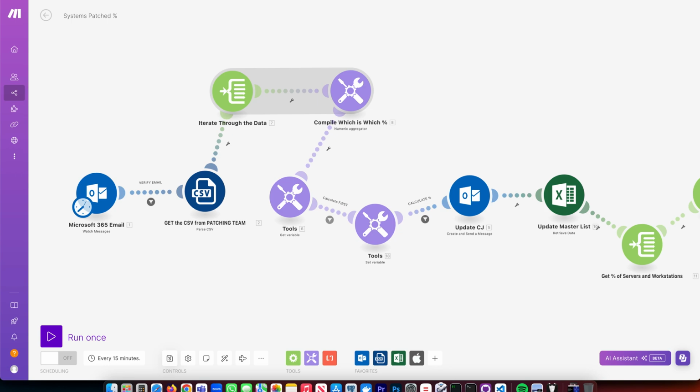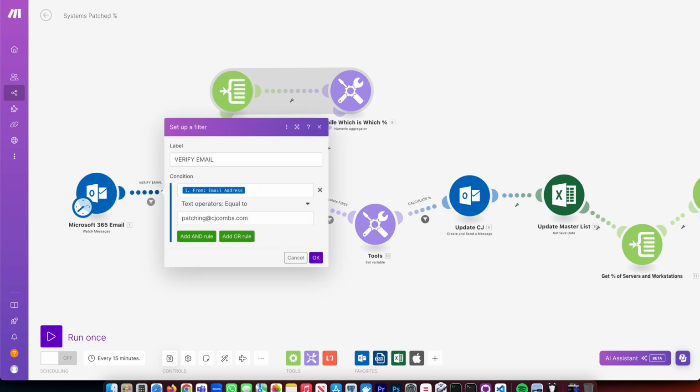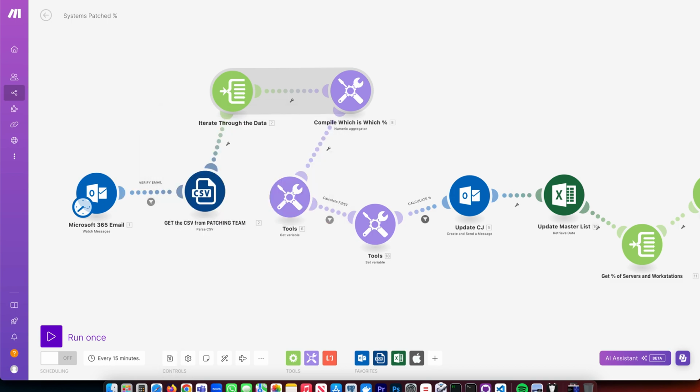What happens is I watch for email that comes into my Microsoft 365 account. I verify that email and make sure it's coming from the team I'm looking for. If it isn't, it just drops and doesn't continue on. You have to have some verification at the beginning, otherwise this would process every single email you get. It's going to look for a CSV file that's sent to me from the patching team. Essentially, we have systems, whether it's servers, workstations, whatever, that are being patched.